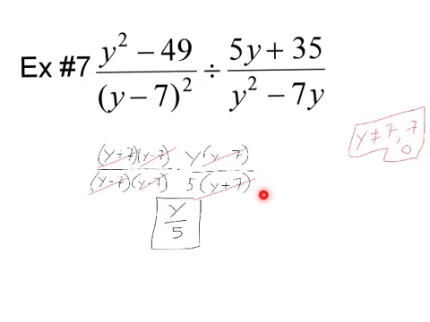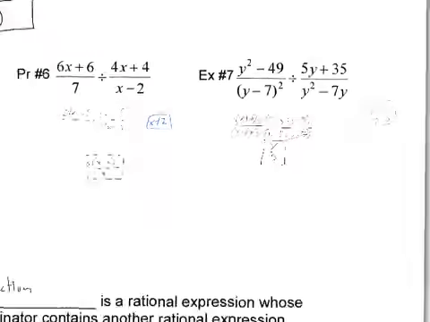That means the restrictions are going to include this term here because that used to be your denominator, this denominator, and this denominator. So we got y can't equal 7, we got y can't equal 0, we got y can't equal 7 again, and we got y can't equal negative 7. So I wrote those over there. Everything cancels, you get y minus 5, y over 5. Alright.